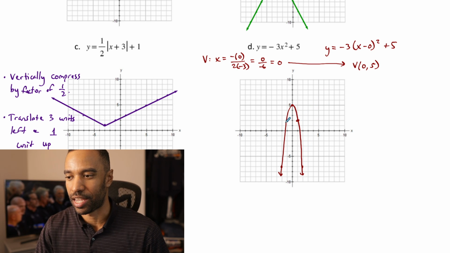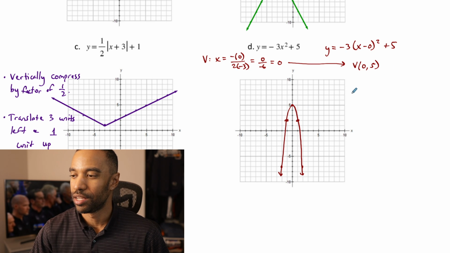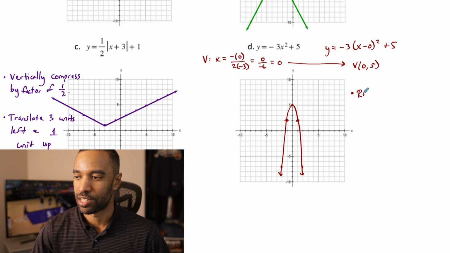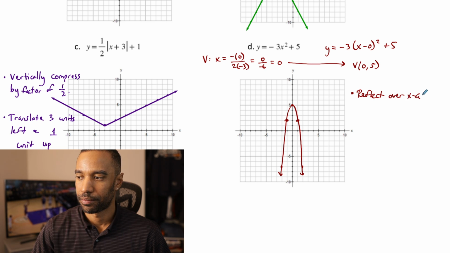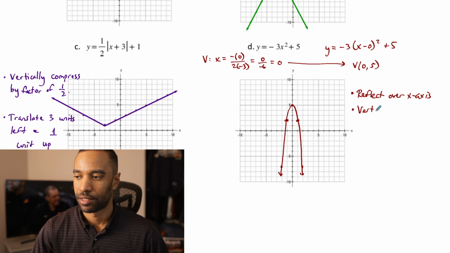Sometimes you'll hear me call them 8-second graphs. That didn't take me 8 seconds to graph because I had to describe it. But we reflect it over the x-axis. We vertically stretched by a factor of 3. And we translated 5 units up.